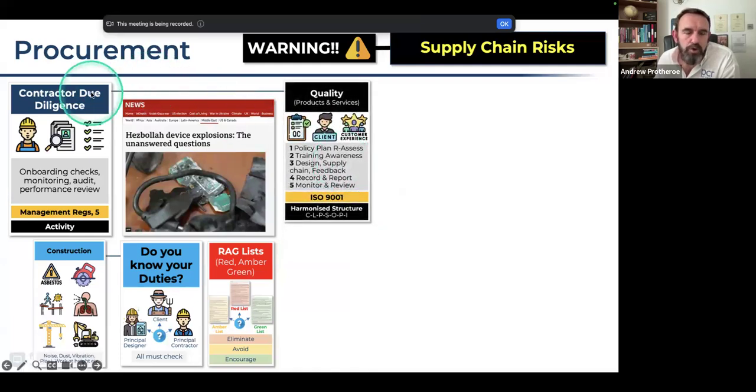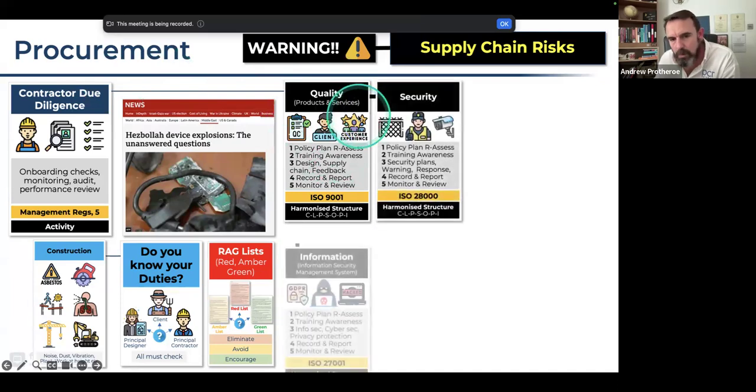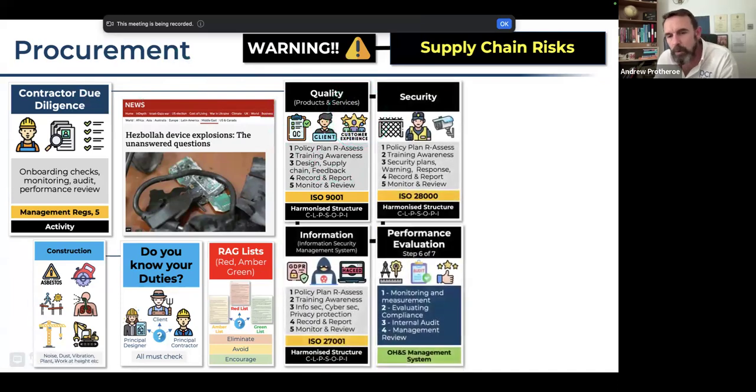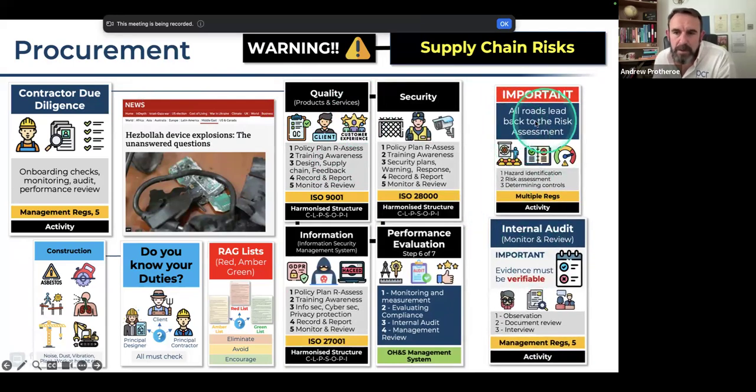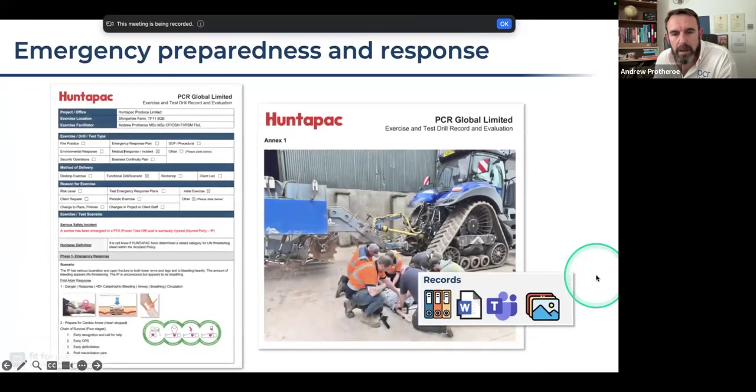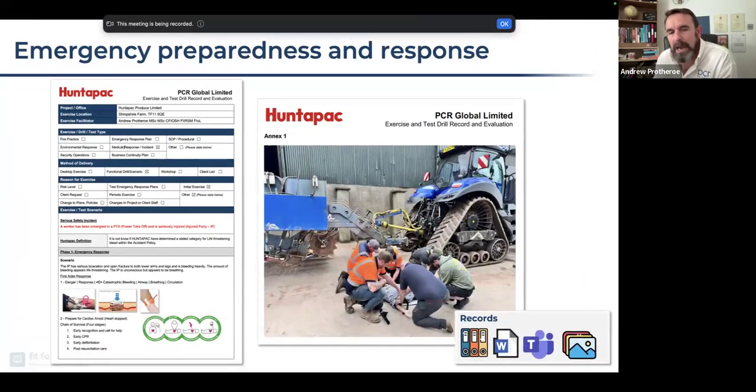So contractor due diligence, health and safety is all about quality, security, information security, performance evaluation as well, because all roads are going to go back to that risk assessment. And we need to be internally auditing that. Clause 9, performance evaluation. So again, we are overlapping.